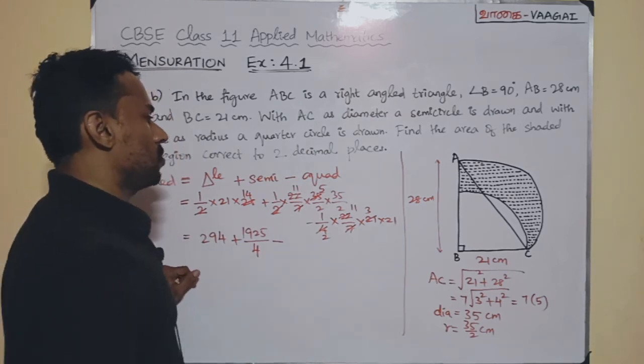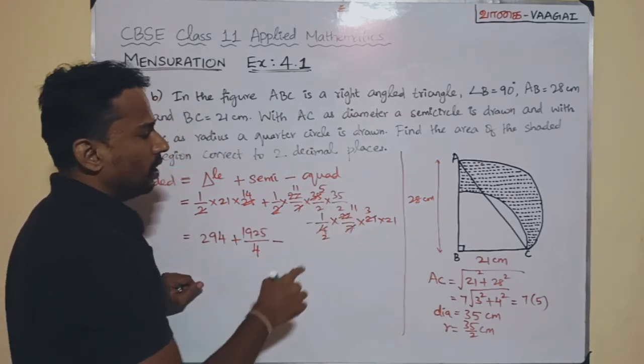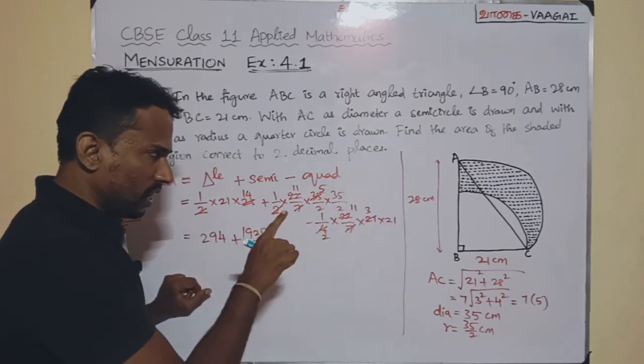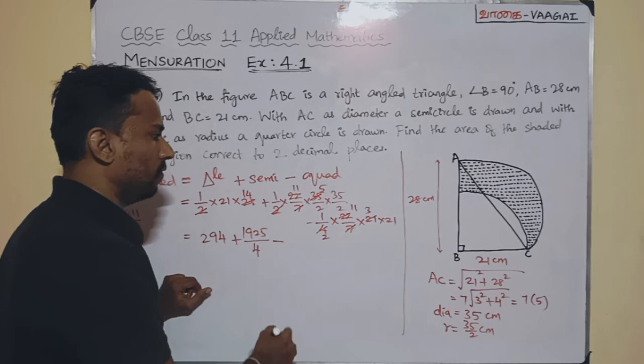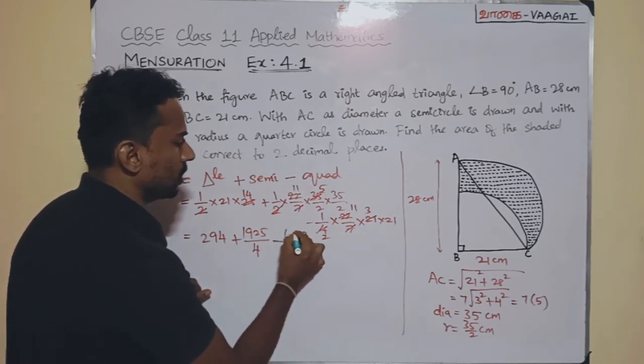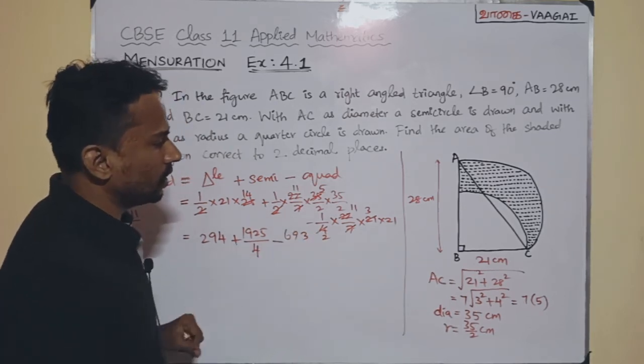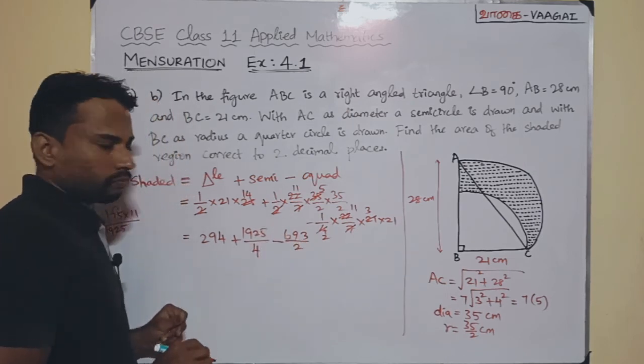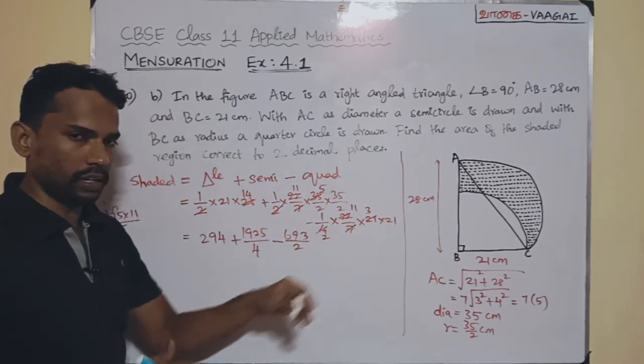That's it. So now I will have 11 into 3 into 21. First of all, 3 into 21 will be 63. 63 into 11 will be 3 here, 6 here, 6 plus 3, 9 here. Simple. So 693 divided by 2. I will have only 2 here. Done. Okay, because all the denominator terms are cancelled.